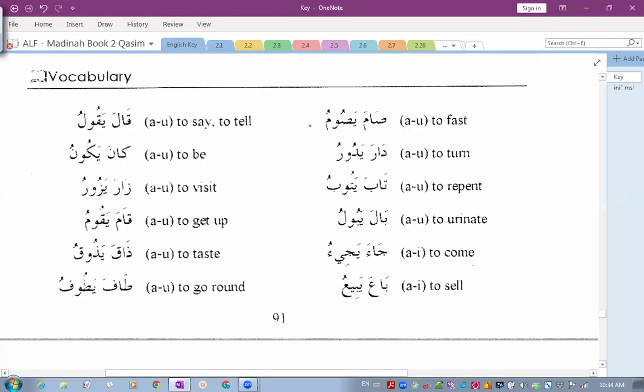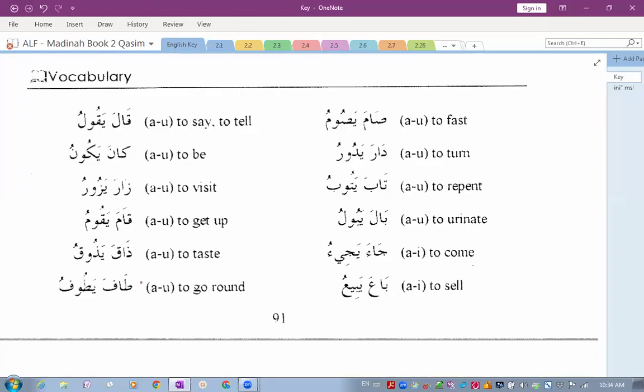Qala yaqulu, to say. Kana yakunu, to be. Zara yazuru, to visit. Qama yaqumu, to get up. Zaqa yazuqu, to taste. Tafa yatufu, to go around. Sama yasumu, to fast. And then dara yaduru, to turn. Taba yatubu, to repent. Bala yabulu, to urinate. Ja'a yaji'u, to come. Ba'a yabi'u, to sell.